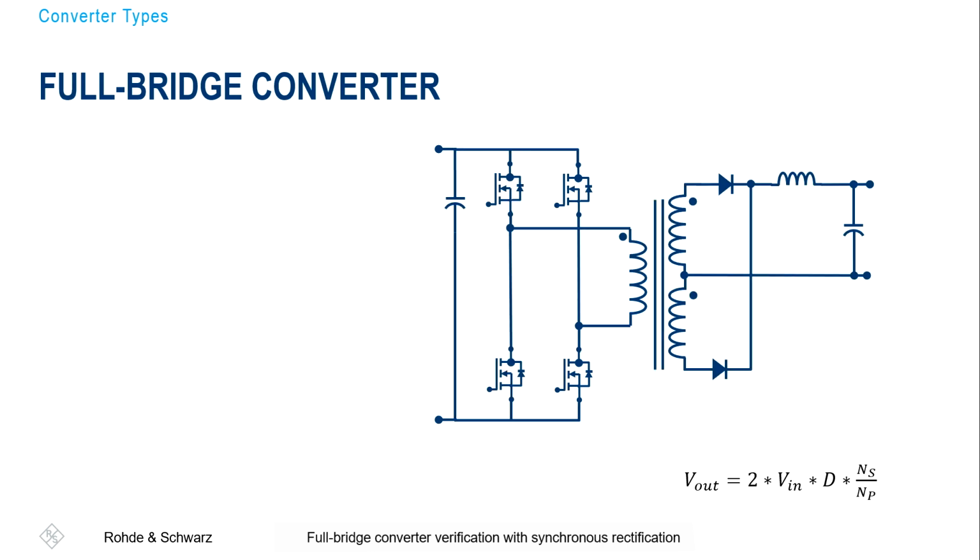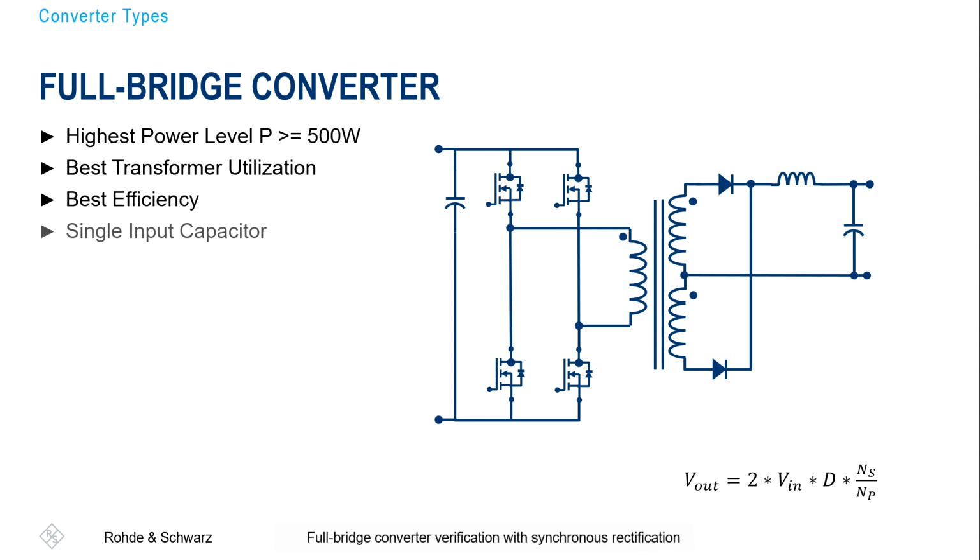Last but not least, the main topic of today's presentation, the full bridge converter design. Another half bridge leg is basically added, and in between is the primary winding. So we could get rid of the second capacitor at the input, which is nice. One benefit is that we can transfer higher power levels with this converter design. We have the best efficiency and, as I said, the single input capacitor.